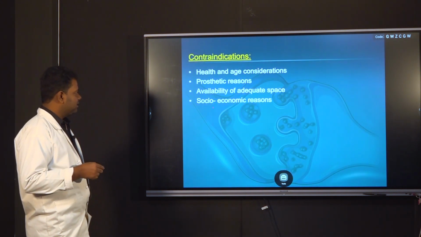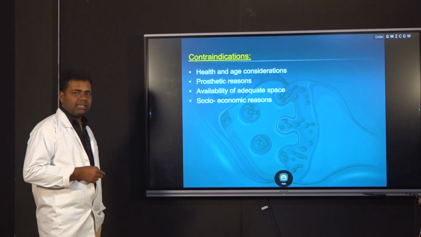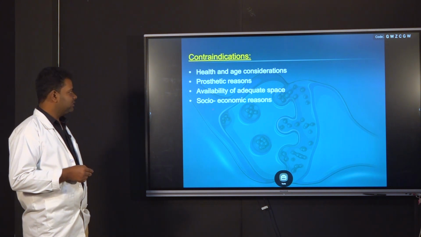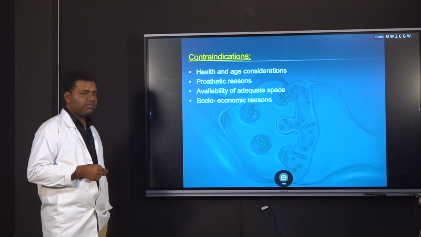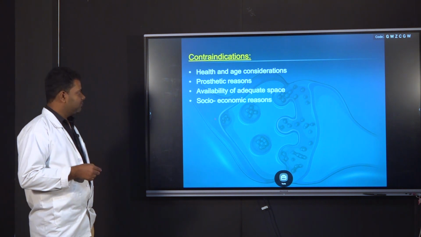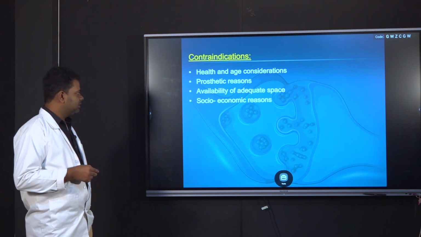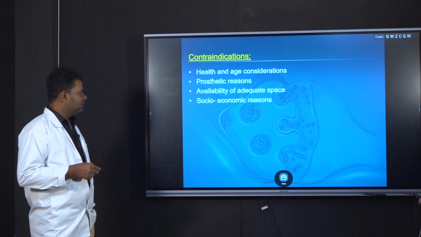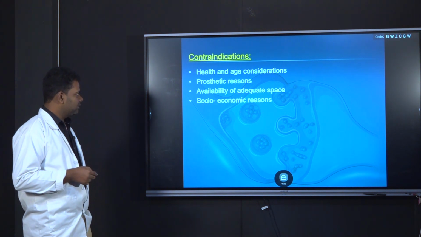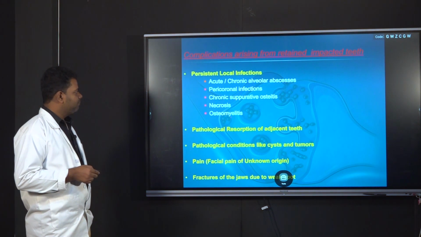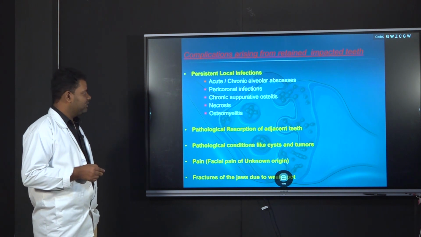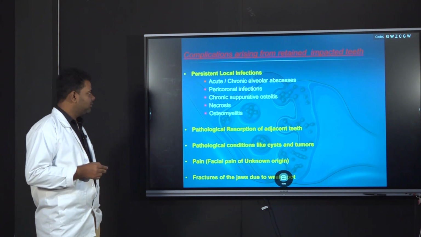And also the contraindications, like health and age consideration: too young and too old people are considered contraindicated for the removal of the third molar, for obvious health reasons and prosthetic reasons, availability of adequate space, and socio-economic causes. And the common complications arising from retained impacted teeth are persistent local infection.